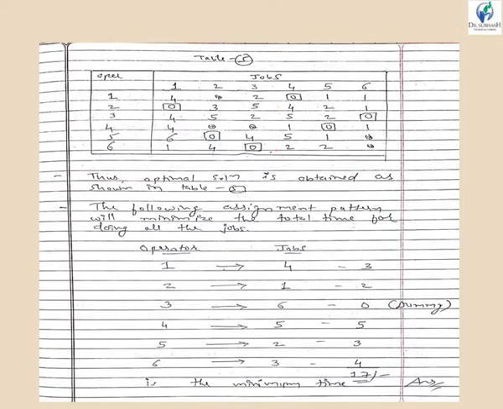So operator 1, job 4 should be assigned. For operator 2, job 1. For operator 3, job 6. For operator 4, job 5. For operator 5, job 2. And for operator 6, job 3.